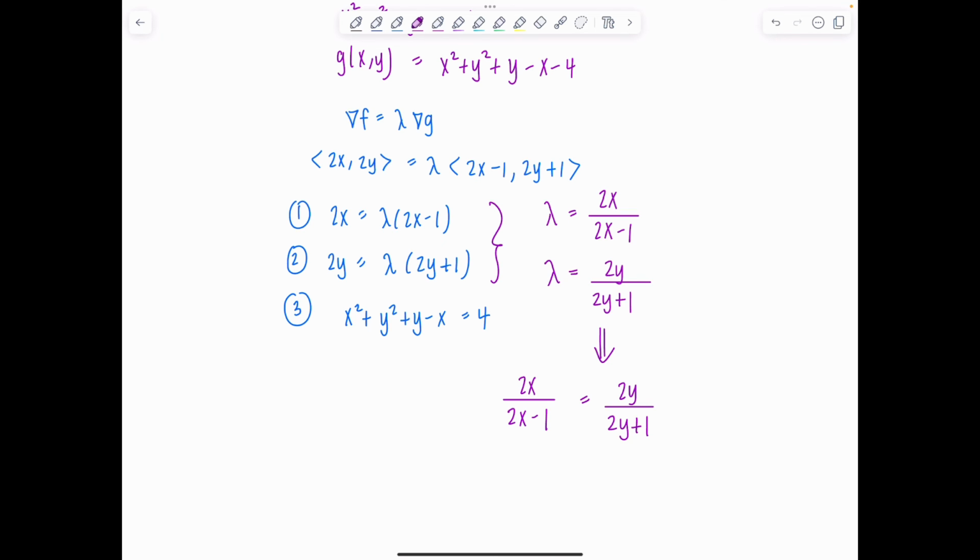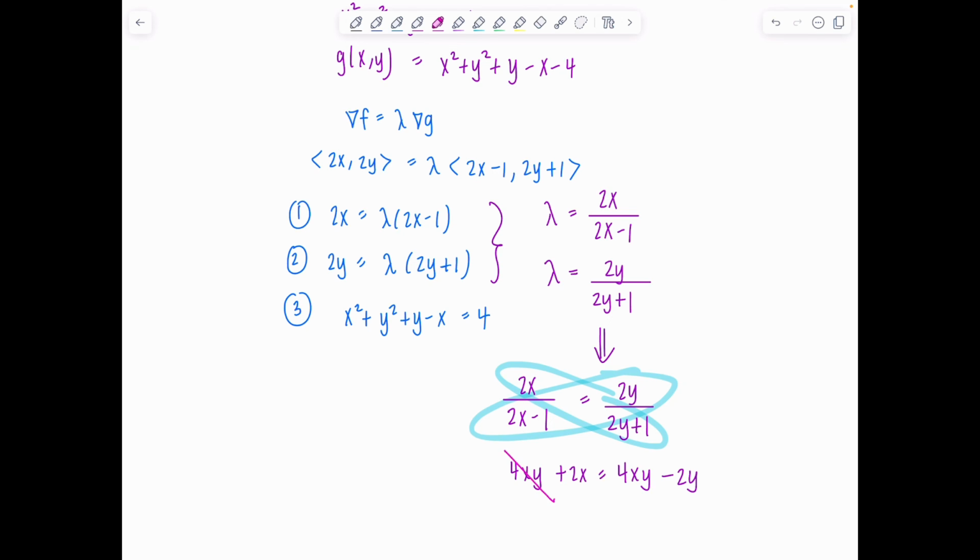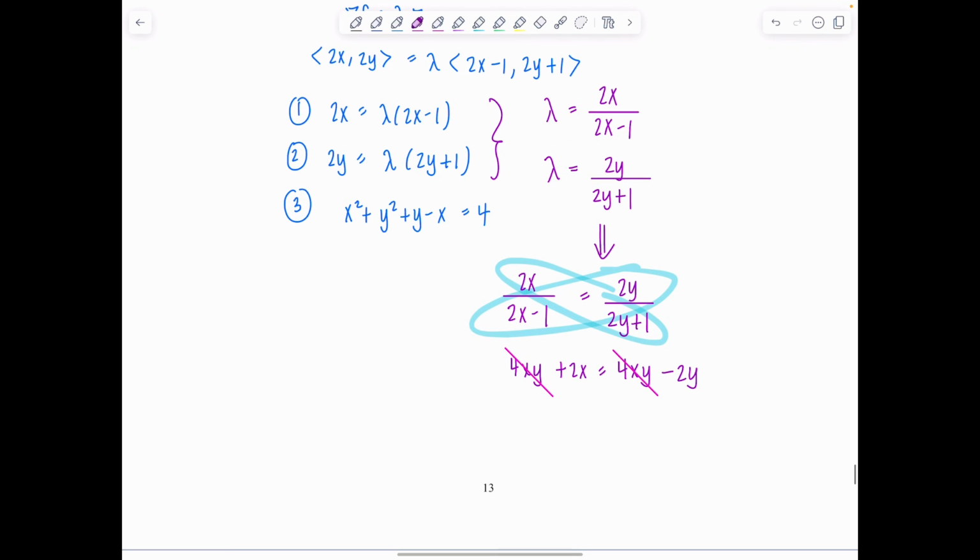Are you tempted to do anything? I'm so tempted to cross multiply. I hope you are too. Then we'll have 4xy plus 2x equals 4xy minus 2y. And 4xy just cancels out like a dream. I have 2x equals negative 2y. So x equals negative y.